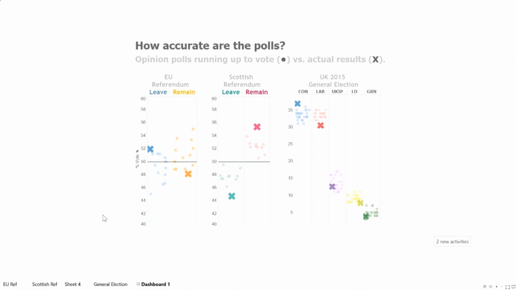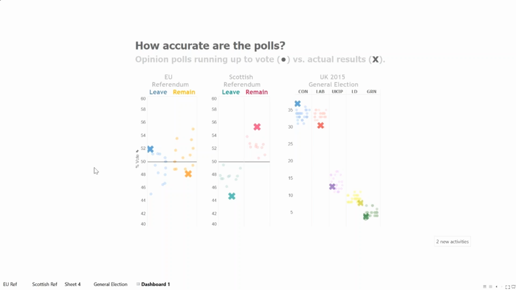And it's pretty clear here that these opinion polls aren't very good representations of how the public actually vote, because the crosses are consistently at the extreme end of these distributions, outside, where you'd expect it to be somewhere right in the middle. And this goes for the EU referendum, the Scottish referendum, and the two main parties for the 2015 general election.